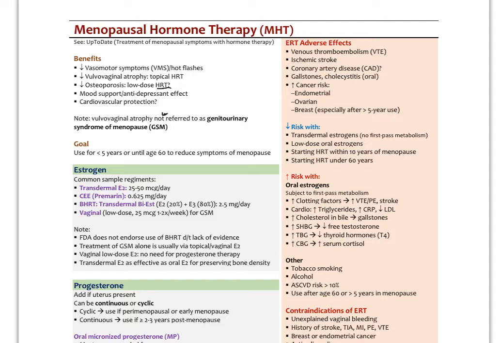Another very important benefit of HRT in menopause is mood support. So remember, estrogen supports serotonin. And we see with the drop of estrogen after menopause, especially estradiol, that the serotonin levels go down, and this could trigger depression. And I've seen very severe depression develop shortly after menopause for some women. So this would be an indication for HRT there.